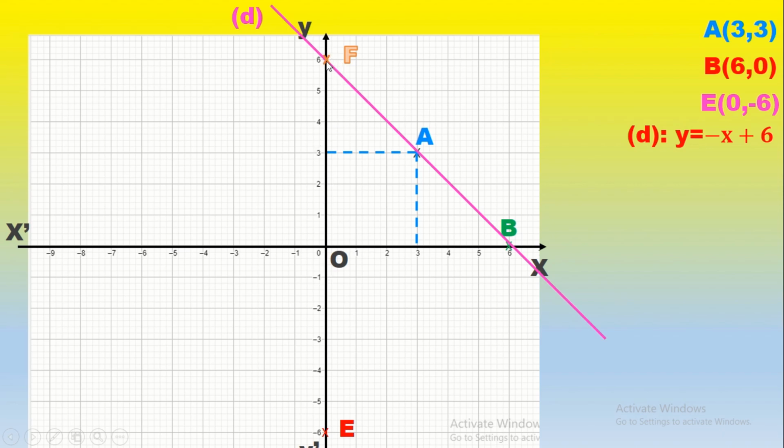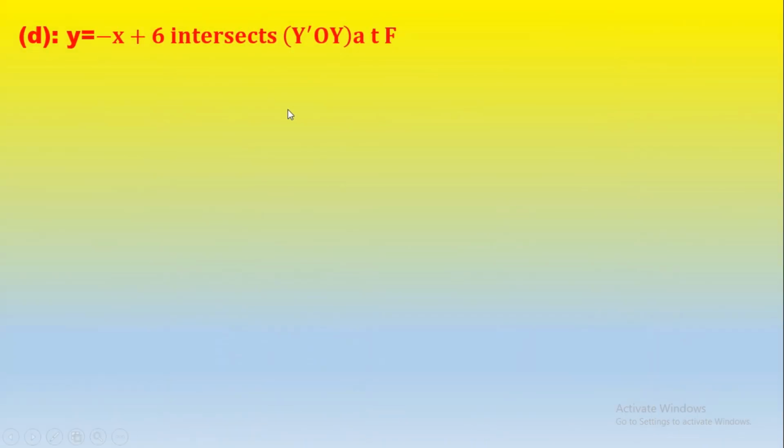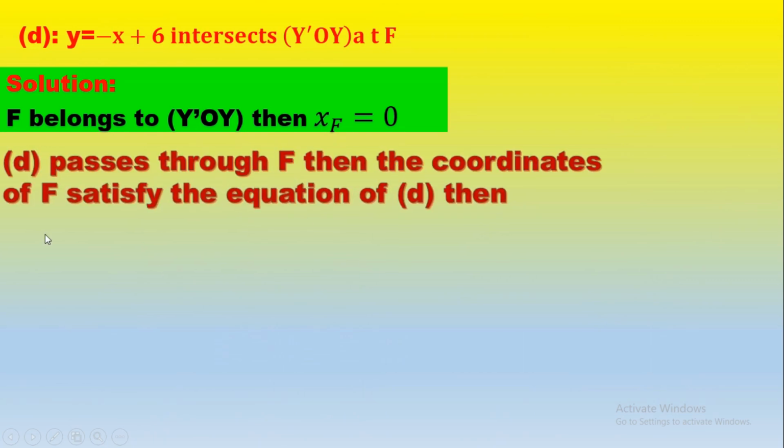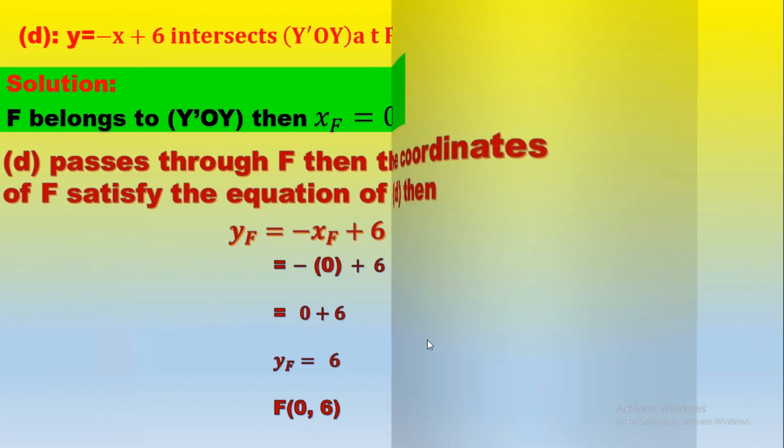Something else, F, isn't it a point on the straight line D? So we can say that the coordinates of F satisfy the equation of D. In this case, we can write it directly. F belongs to y prime or y, xF equals 0. Also, the coordinates of F satisfy the equation of D. We replace y by yf and x by xf. Now we just replace xf by its value, which is 0, to find yf, which is 6. Then the coordinates of F are 0, 6.